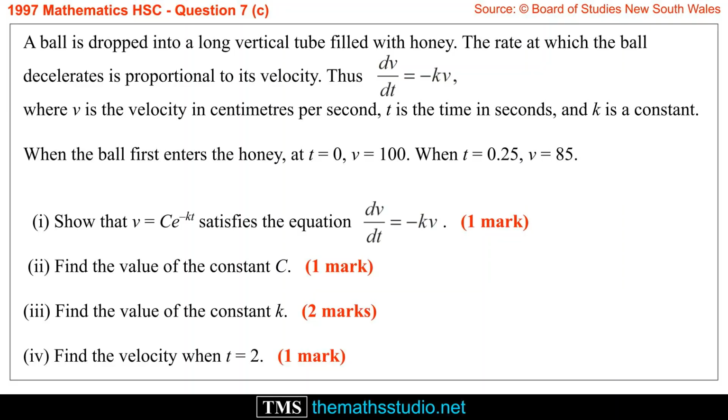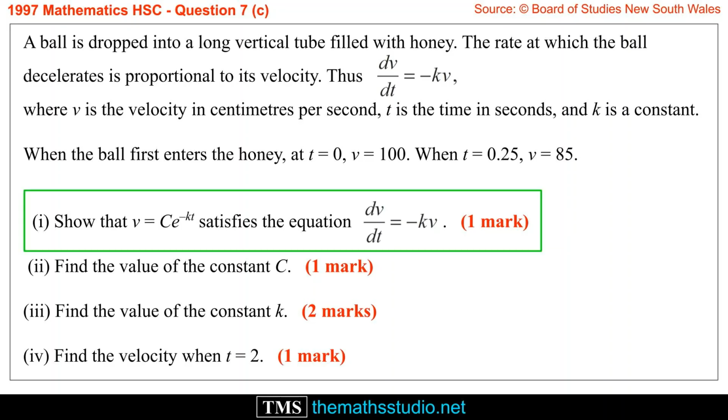Question 7, Part C. A ball is dropped into a long vertical tube filled with honey. The rate at which the ball decelerates is proportional to its velocity. Thus, dv/dt equals negative kv, where v is the velocity in centimeters per second, t is the time in seconds, and k is a constant. When the ball first enters the honey, at t equals 0, v equals 100. When t equals 0.25, v equals 85.